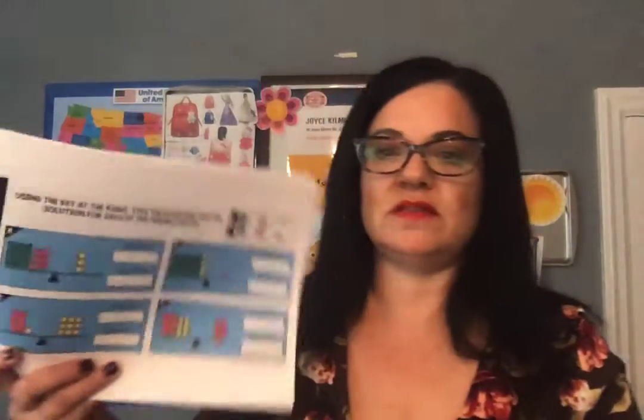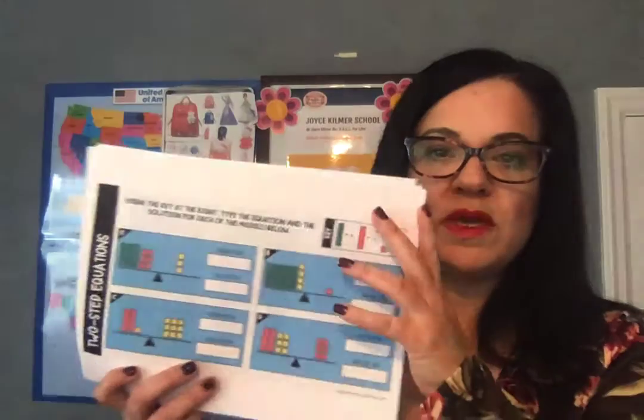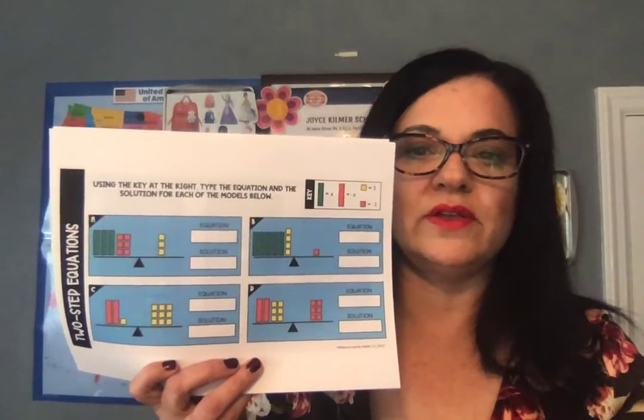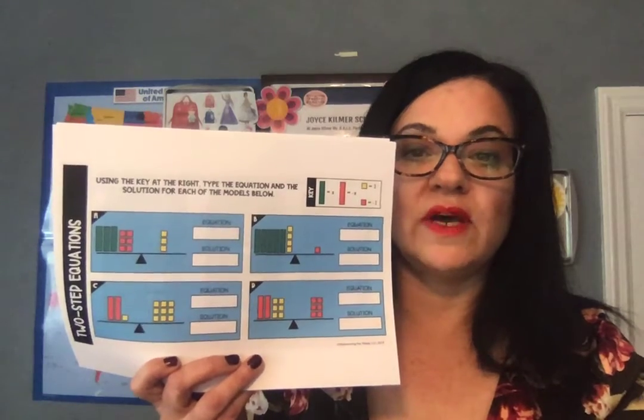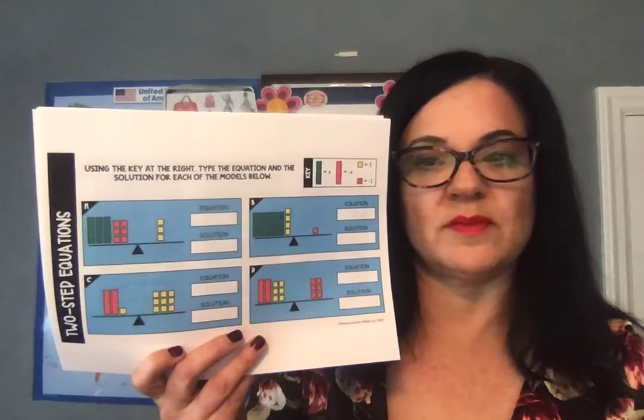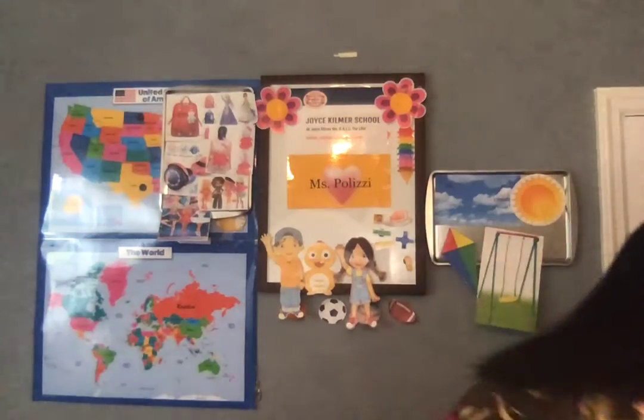All right, so for today, the first page that you're going to see is similar to yesterday where we had one step. Today we have two-step equations. You're going to see a model and you'll have to identify what the correct equation is that represents that particular model, okay? So let's go ahead and look at a few examples that I created for you.